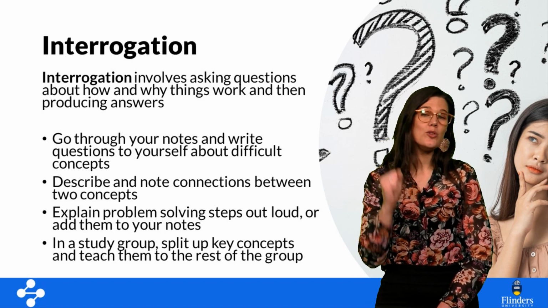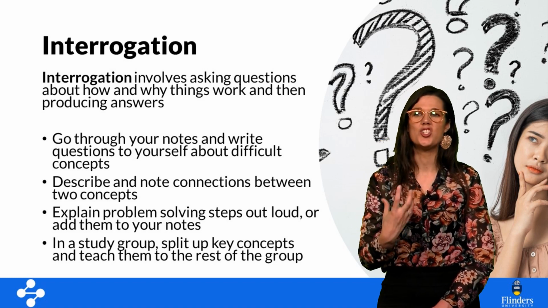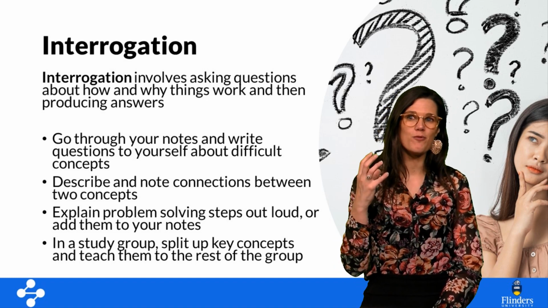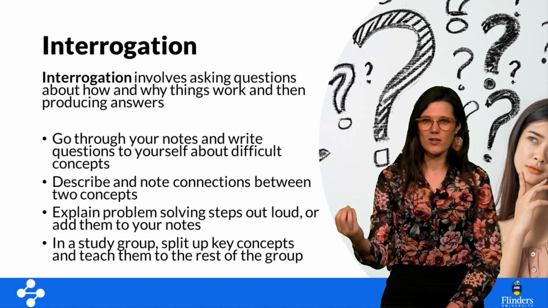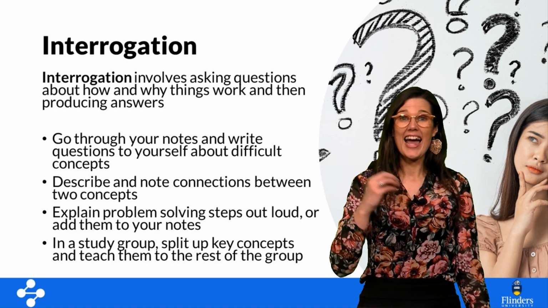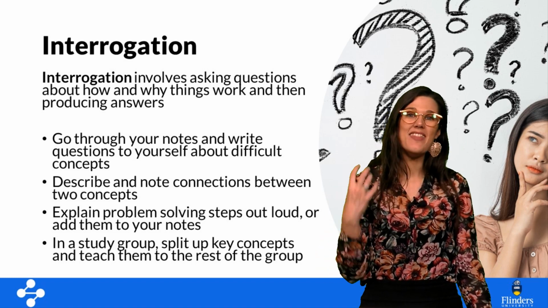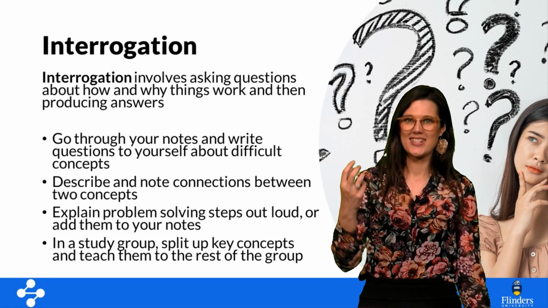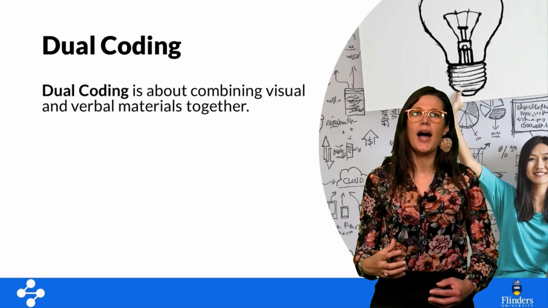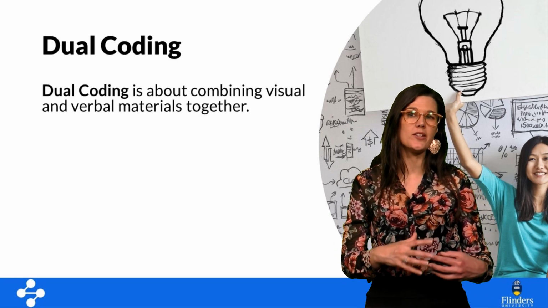And of course, when we're using interrogation, it's really important to check your answers. Remember that every time your brain retrieves information or a memory, it alters it. So we need to make sure that we're not retrieving the wrong information. And if you are, correct it, and that will help you remember the correct information. The next part is dual coding, and this is where we combine verbal and visual materials together.